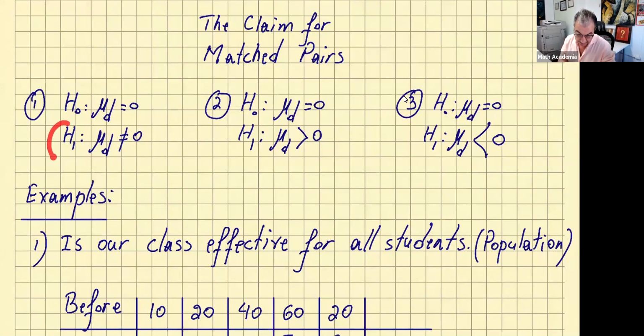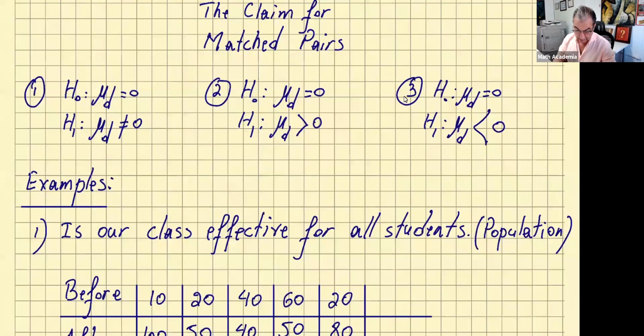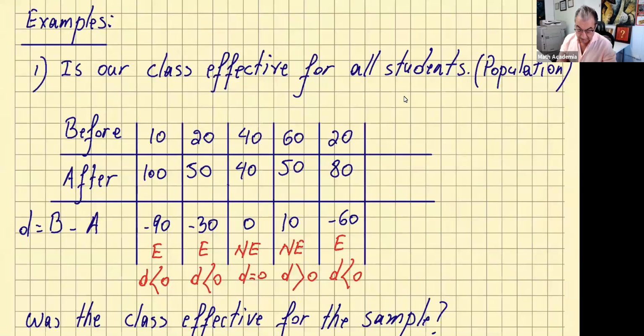So the three claims: of course, H0 is mu sub d equals 0. That's for H0 all the time. That doesn't change. And H1, that's what we're going to concentrate on. When do we take the first one, mu sub d not equal to 0, a two-tailed test; mu sub d greater than 0, a right-tailed test; and mu sub d less than 0, a left-tailed test. I think with the following examples you should be able to understand this. So let's go over this.